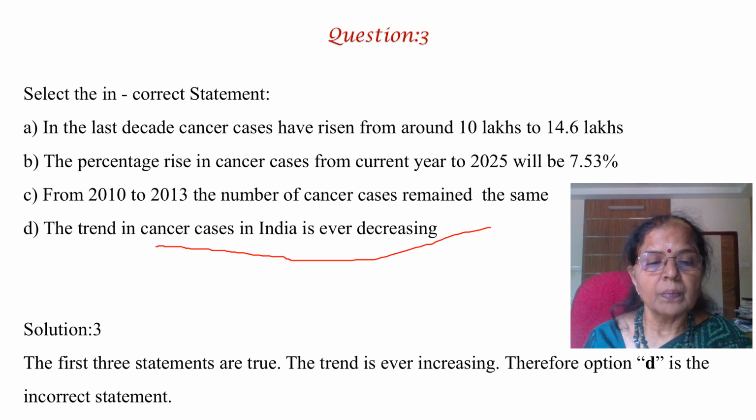So the solution for this is, select the option D. The option D is incorrect. We have to select the incorrect one, because the trend is increasing.